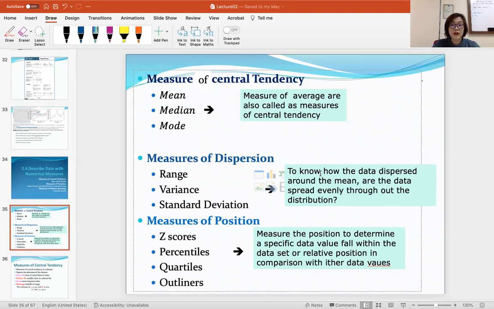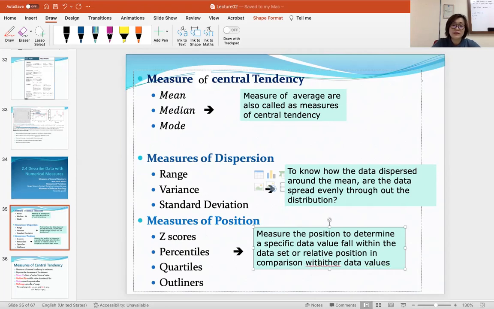So we can get the range. The range is the maximum value minus the minimum value. Variance and standard deviation, that is quite common, okay? And measure of the position. Measure of the position is to determine where a specific data value falls within the data set, or its relative position in comparison with the other data values.